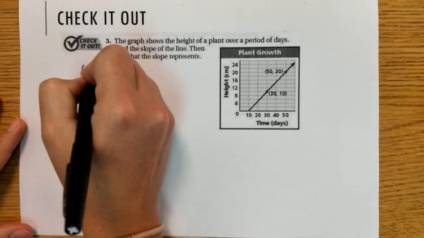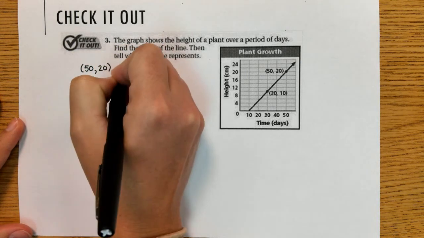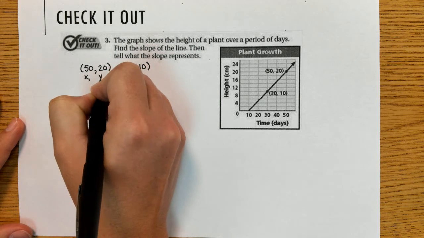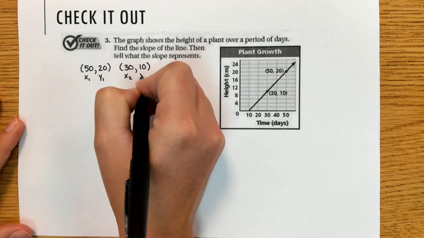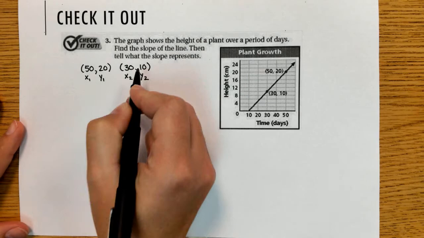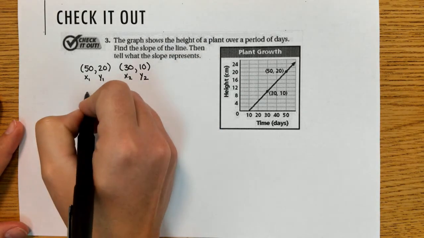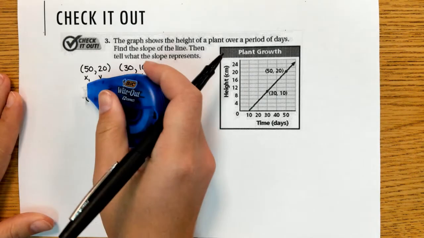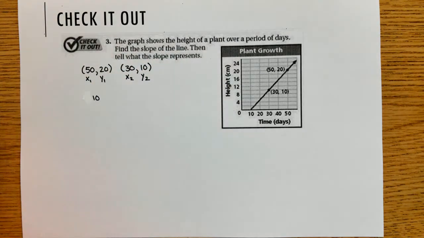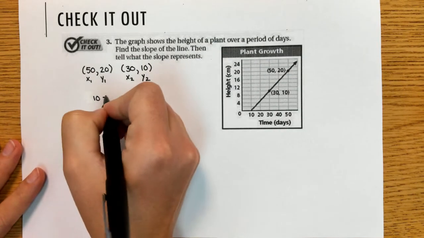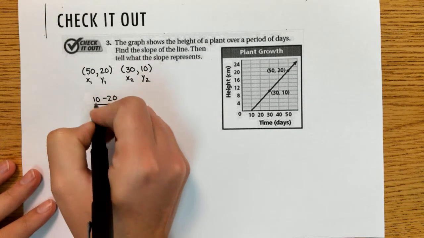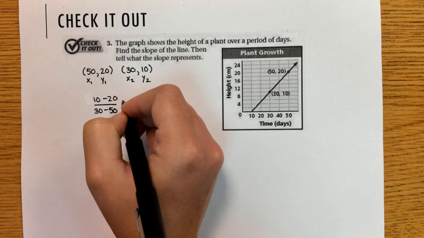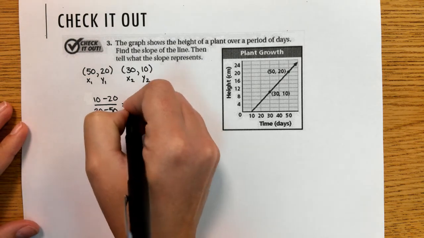So our 2 points, we have 50, 20, and 30, 10. So I'm going to say 50, 20 is my first coordinate, and then 30, 10 is my second coordinate. So my change of my y, so I'm going to have 10. I did not mean to write a parenthesis, so let me get rid of that. Sorry about that. 10 minus 20 over 30 minus 50. Good. Okay. 10 minus 20 will give us negative 10.